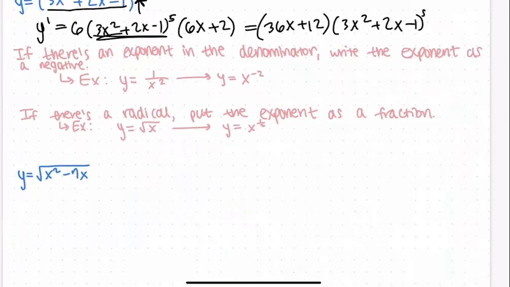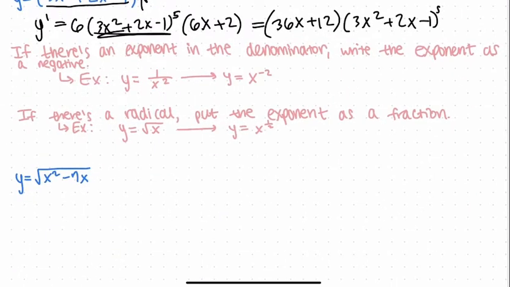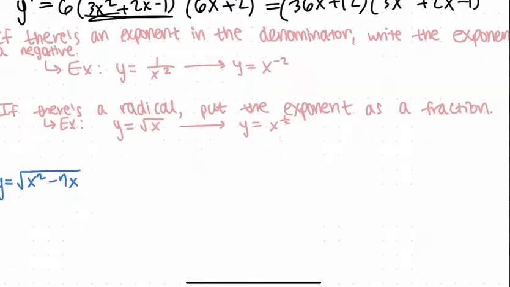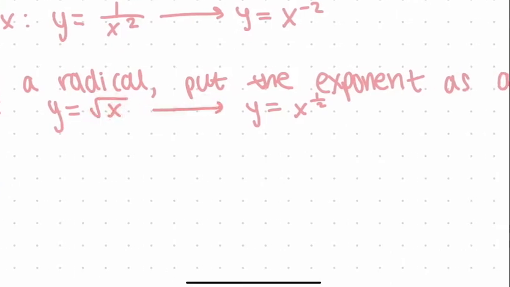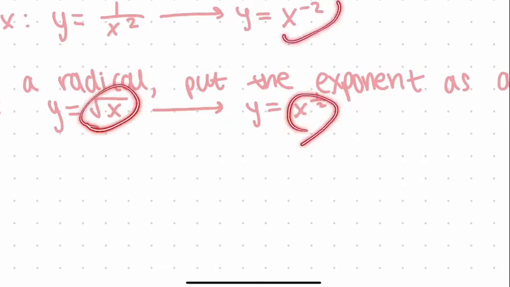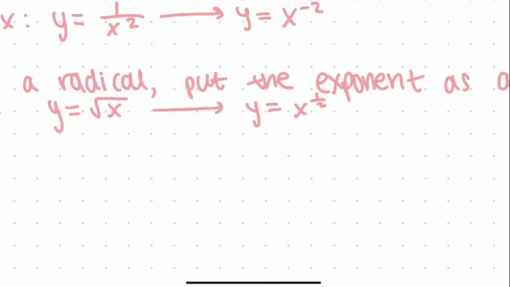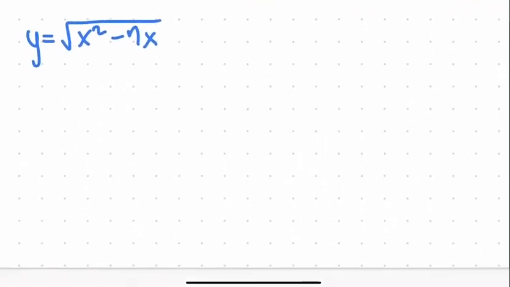So we're gonna do more problems, but let's just keep going. If there's a radical, then put the exponent as a fraction, okay? So again, we can't take the derivative of a radical x, so we're just gonna rewrite it as x to the 1/2 power, because they're the exact same thing. This is also the exact same thing. Anyways, let's do this problem right here.